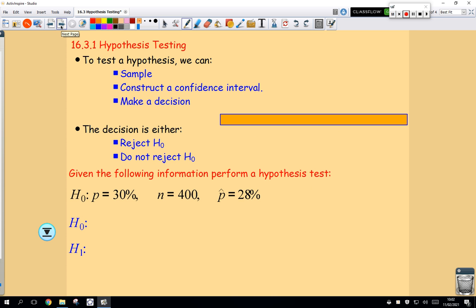To test this hypothesis, we do a couple of things. We sample. Why do we sample? Well, we sample because it takes too much time and too much money to observe everyone in a population. We construct a confidence interval. Remember, from every single sample, a confidence interval may be constructed, and then we make a decision. Okay, we make a decision based on comparing the hypothesis to our confidence interval.